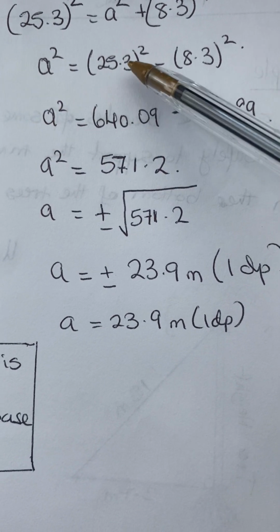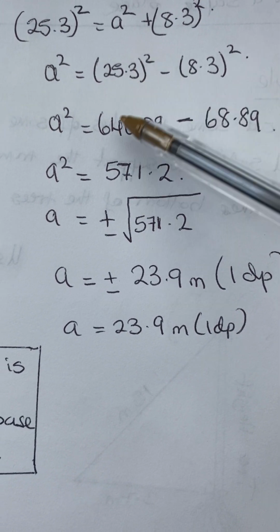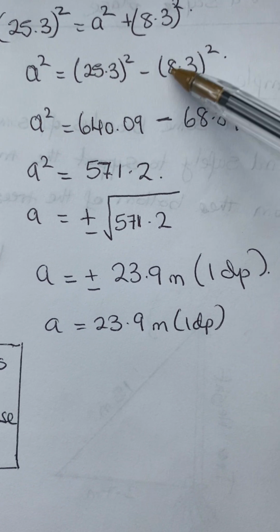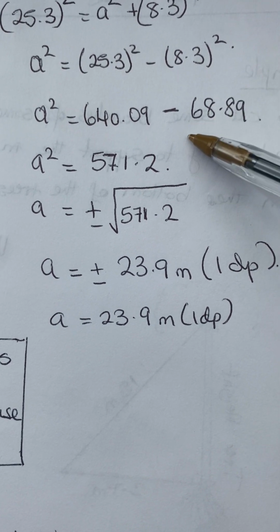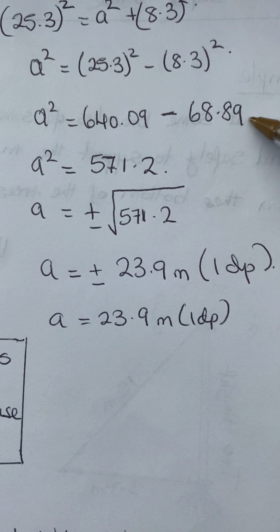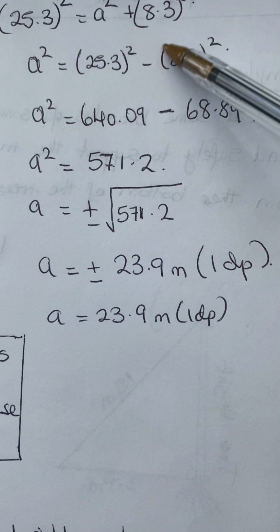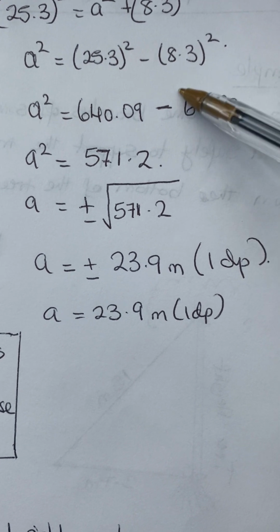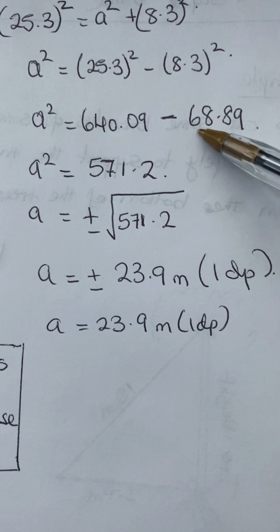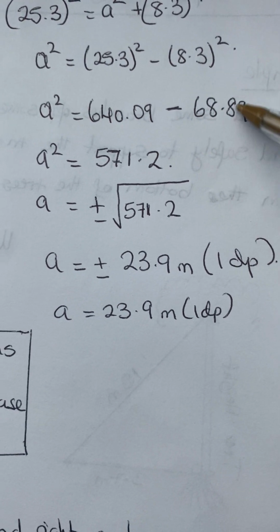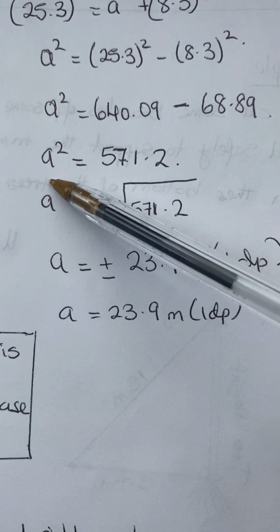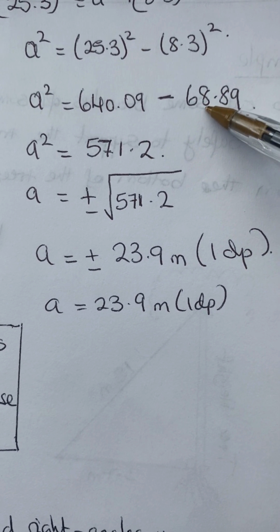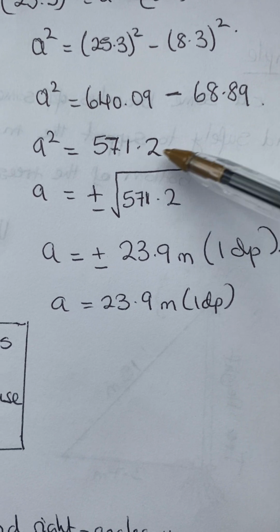Now a squared: 25.3 all squared will be 640.09. 8.3 all squared will be 68.89. Again, estimation: 8 times 8 is 64. So this is about right. So it means my calculator is still functioning properly. Now a squared, if I take this number from that number, I have 571.2.